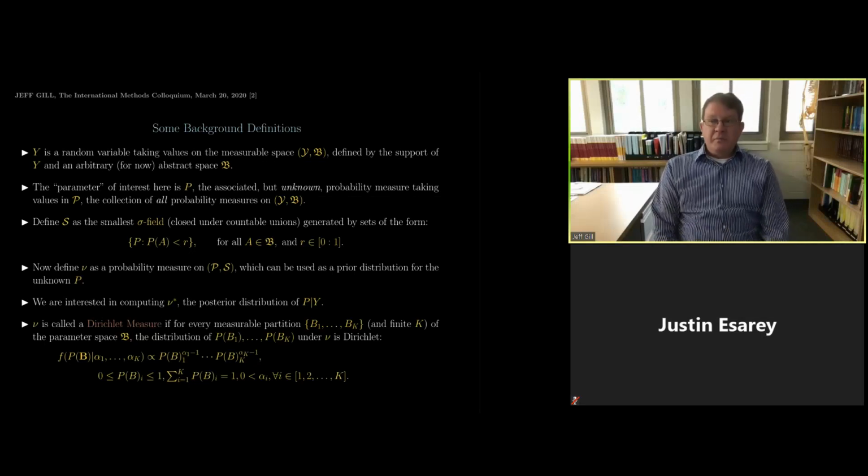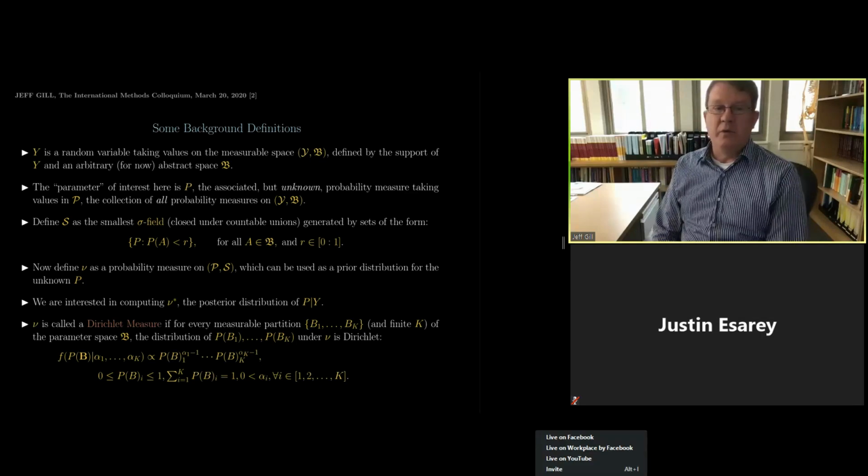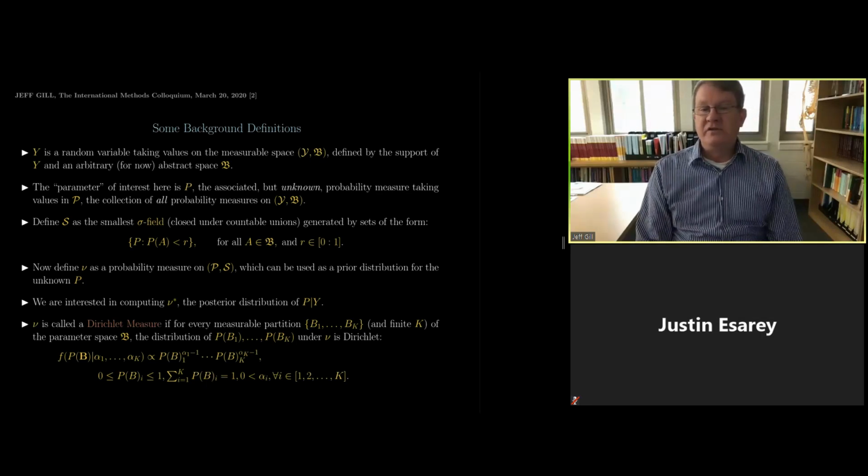So to do the measure theory, which we need to do here, Y, the outcome that I care about, is a random variable taking on values in some measurable space, curly Y, curly B, where curly B is an abstract space for the moment. The parameter of interest, and this is the big leap here in this literature, is P, that is the associated but unknown probability measure taking on values in curly P, which is the collection of all probability measures on curly Y, curly B.